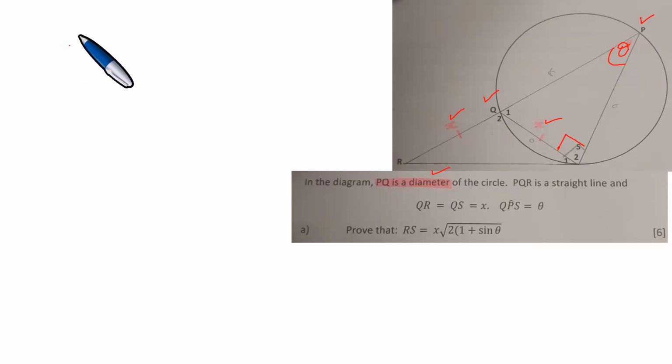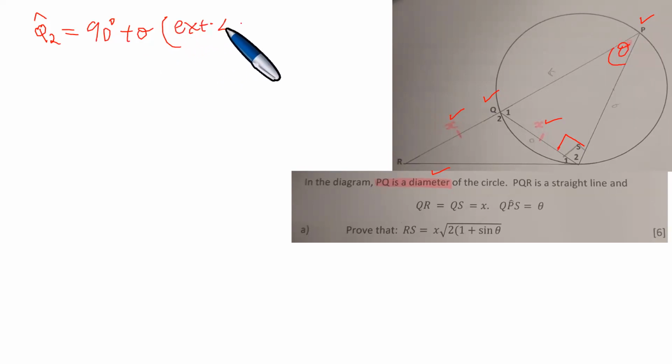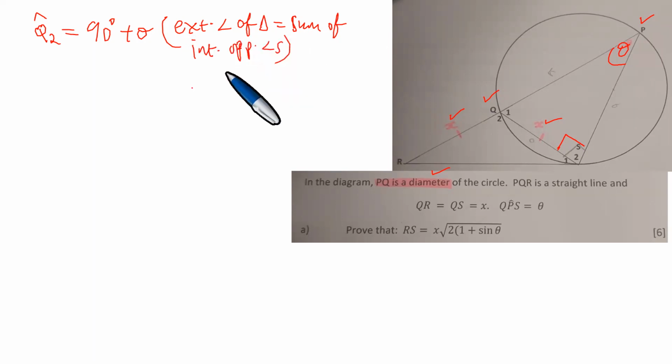So what is therefore the meaning of this here? It means, if we write the solution, we first realize that angle Q2 is equal to what? Is equal to 90 degrees plus theta. Why? That is one thing that you need to do to get the result that the teacher wanted. This is the case because the exterior angle of a triangle equals the sum of the interior opposite angles. Okay, if this is the case, what do we get next out of these?